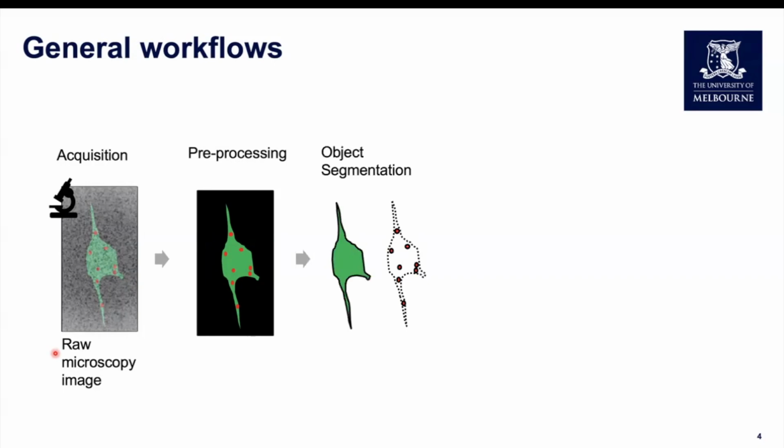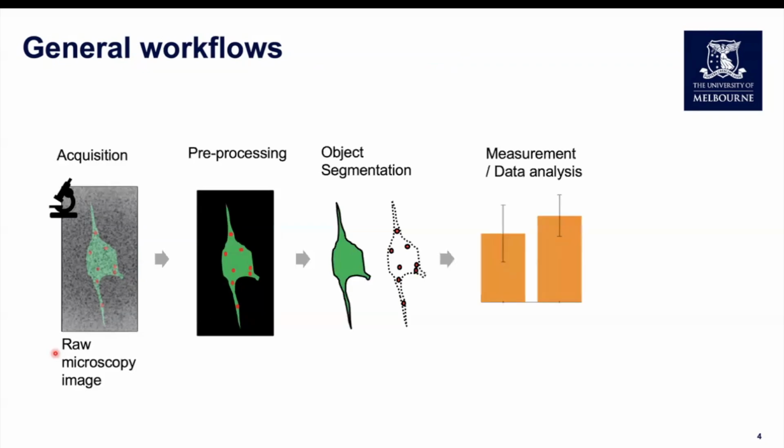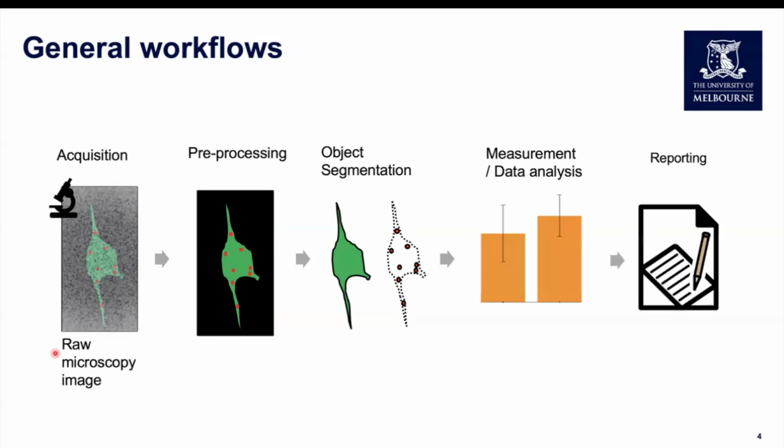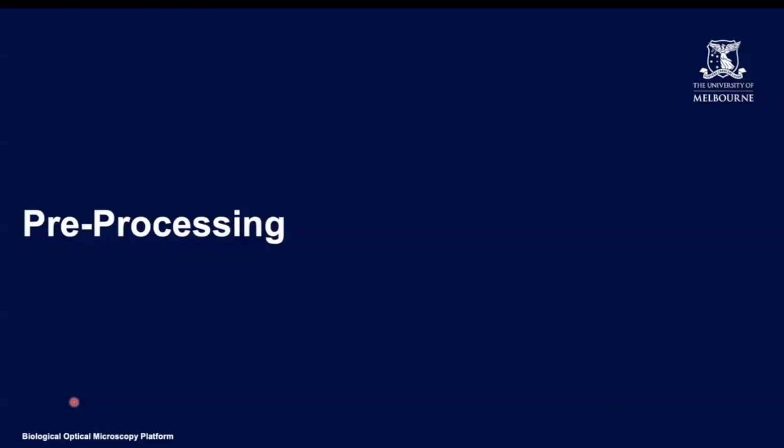We'll then go through the image and identify the regions that we want to analyze. Very often this is through object segmentation. Before coming to the measurement and data analysis of the size of the objects that we've identified, and then finally going on and reporting or putting it in a paper or a publication. So we'll go through each of these steps in turn. We're not going to touch the image acquisition. You can find other content on that on our website. So we'll start with pre-processing.